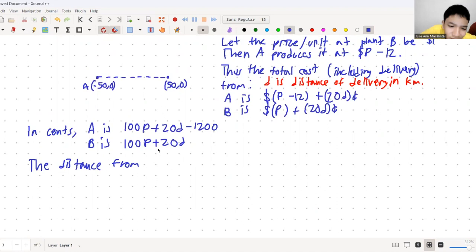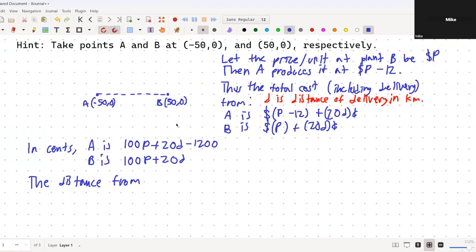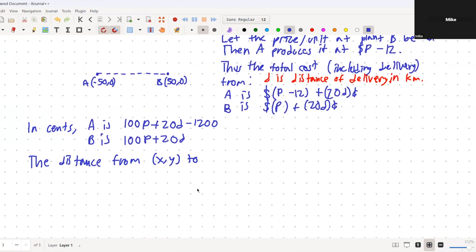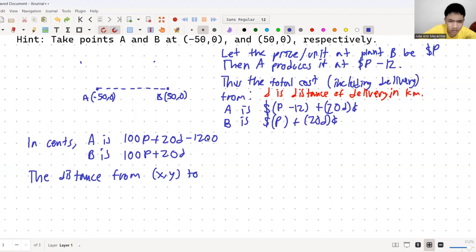Hindi, ganito. Isipin mo, nasa plane ka. Yung A at saka B, yung A, negative 50, 0, yan yung location ng factory A. Yung B, nasa 50, 0. So, i-label mo na B yung 50, 0 sa diagram mo. Tapos, pili ka na isang arbitrary point, anywhere on the plane. So, choose an arbitrary point on the plane for specificity, XY. Mark under your diagram yung isang specific XY.